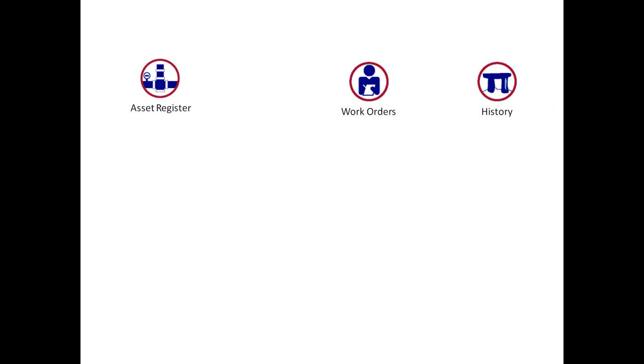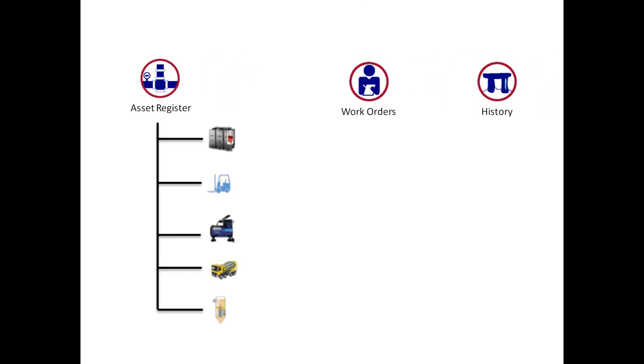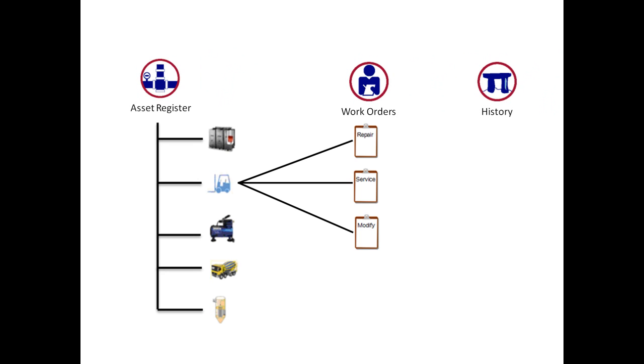The Asset Register, in its most basic form, is a list of the assets that you are responsible for maintaining. Once an asset has been defined in the system, the various maintenance tasks that you perform against that asset can be recorded as work orders. When a work order has been physically completed, it is closed off, so that the work order moves from the maintenance backlog to the asset's history.